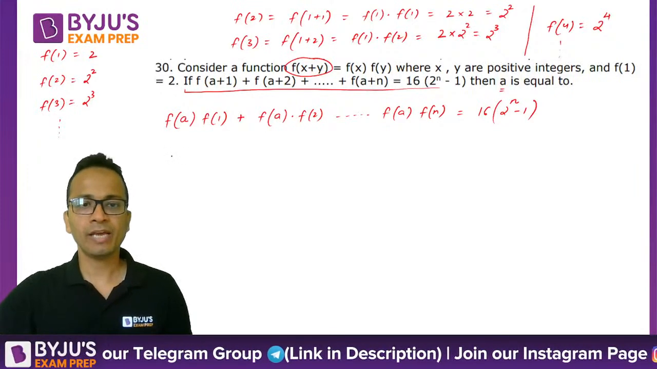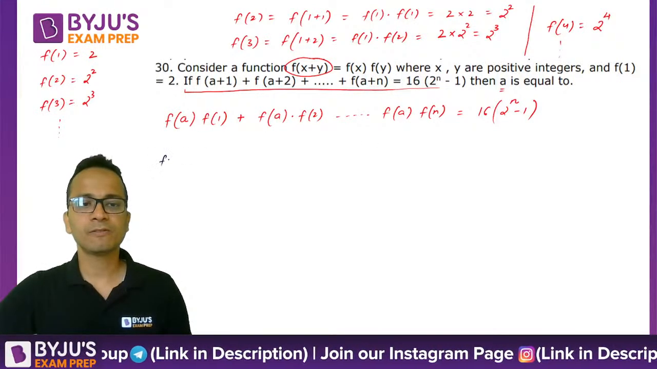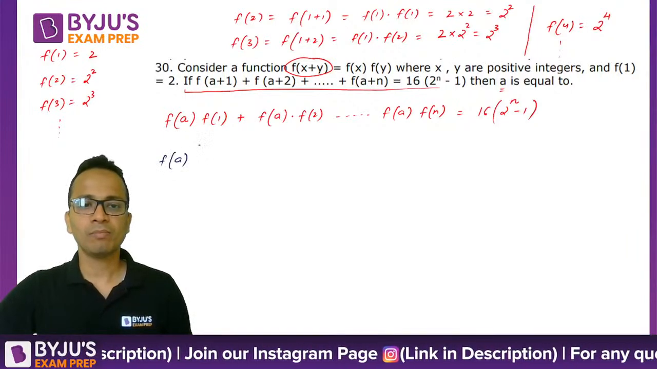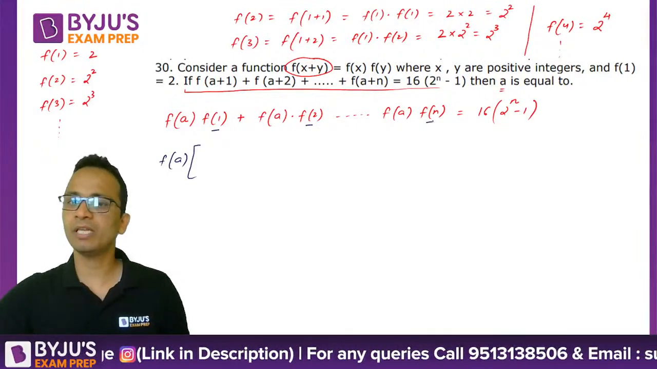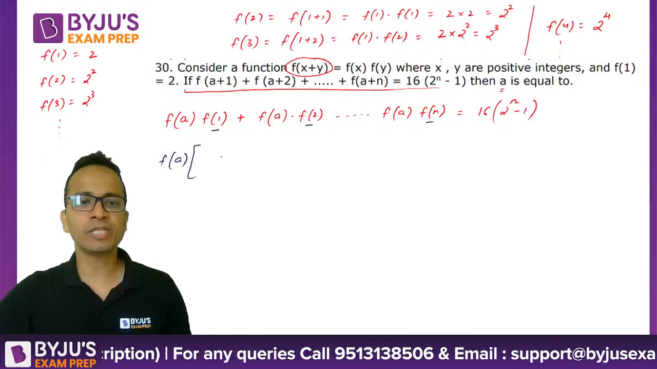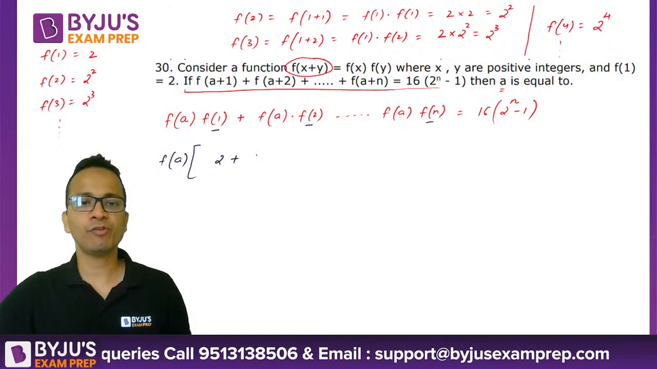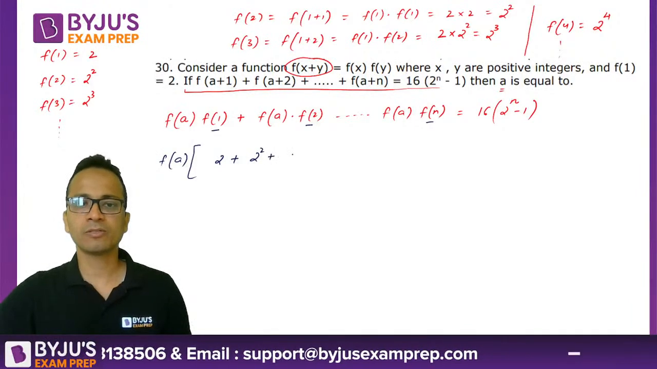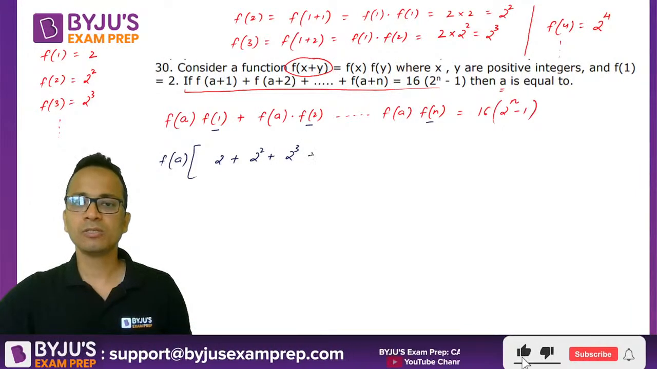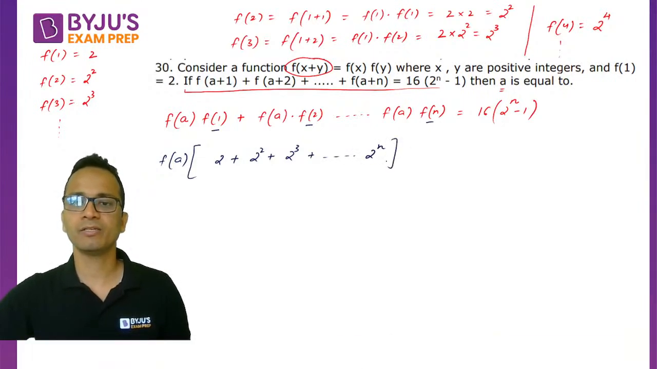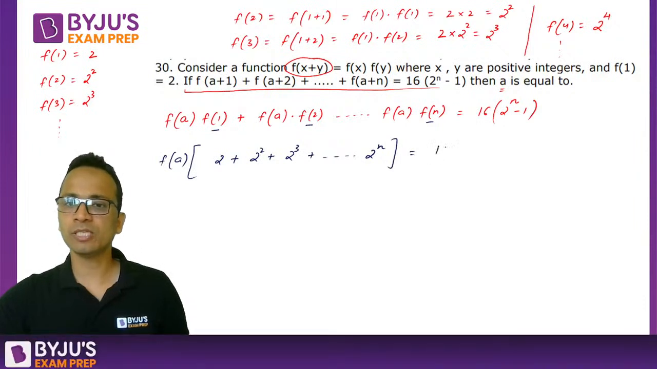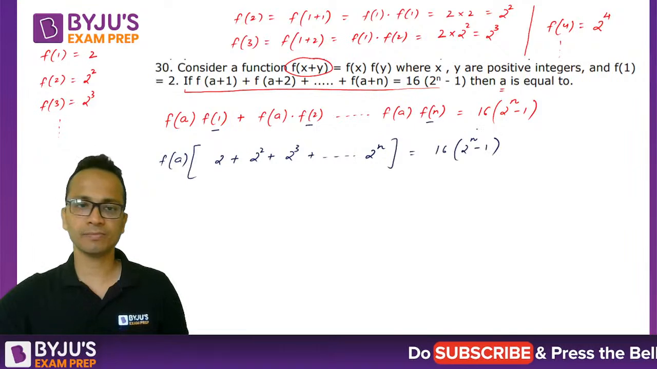Now, f of a common ले लेते हैं. Bracket में क्या आ जाएगा? f of 1 plus f of 2 plus up till f of n. So f of 1 का value कितना है? It is 2. Then f of 2 is 2 square, 2 cube and so on up till 2 raised to the power n. And that is equal to 16 bracket 2 raised to the power n minus 1.